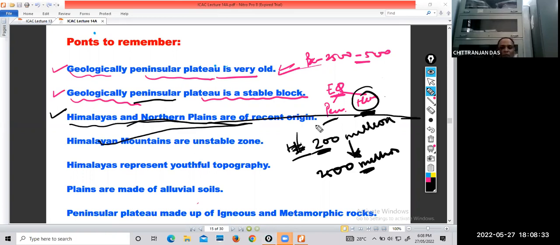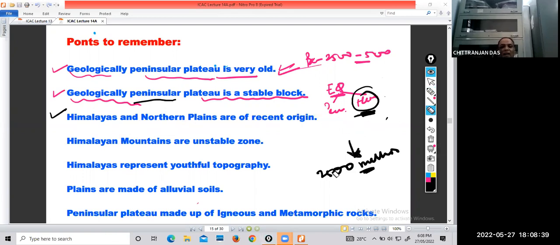Now next point. Himalayan mountains are an unstable zone. One point you have all given, that this is an unstable zone. Can you people contribute one more point? Some other point also. Why is it unstable? Landslides, etc., earthquakes. All these things are very common in this area. Agree? Landslides are also very common here.